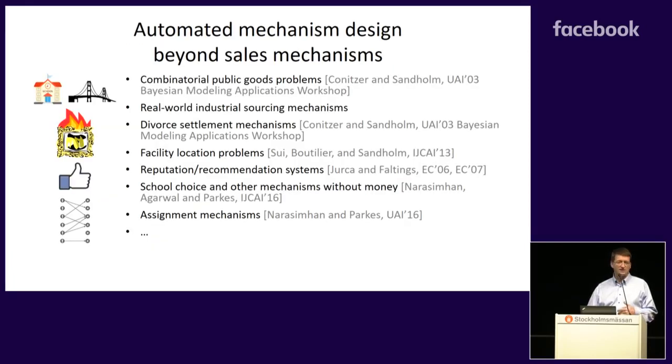Now, automated mechanism design isn't just for sales mechanisms. It's also been used for combinatorial public goods. We did it a little bit also in real-world industrial sourcing, although most of our sourcing auctions we didn't use it for. Divorce settlement mechanisms. Turns out that sometimes you have to burn some of the goods, and that's actually part of the optimal mechanism. Facility location problems, and that's also for product portfolio generation. Reputation and recommender systems, Jurkka and Faltings have done a lot of work on that. School choice and other mechanisms without money, assignment mechanisms, and so on. I wanted to just put this up here to show you that automated mechanism design isn't just for revenue maximization, but the rest of this tutorial is just for revenue maximization.